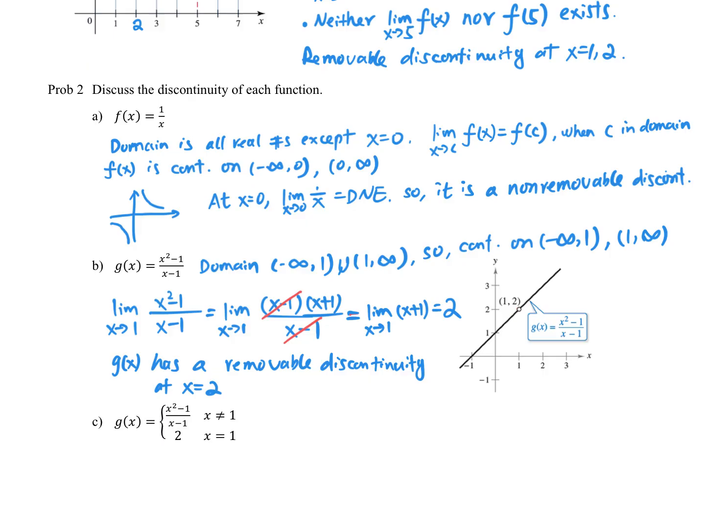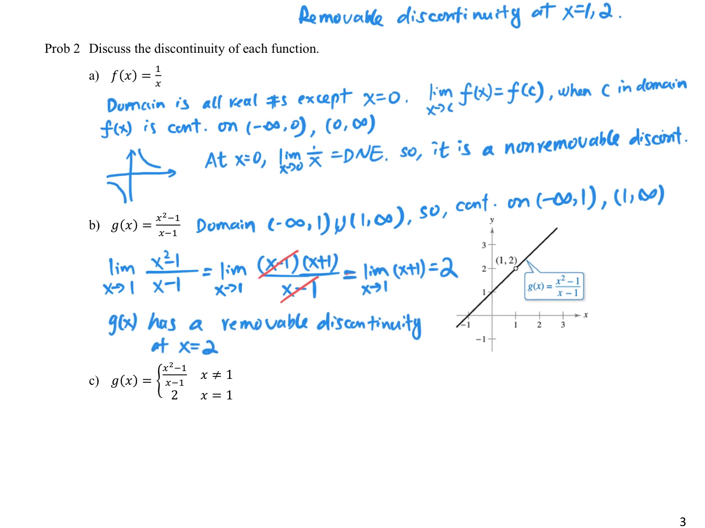Now let's take a look at the next function g. This one is identical to that, but I'm going to add another part. When x is not equal to 1, that's identical to that. When x is equal to 1, I'm going to define it to be 2. From what we just did, we can see that the limit as x approaches 1 of this function is equal to 2. And in this newly defined function, when x is 1, this is 2.